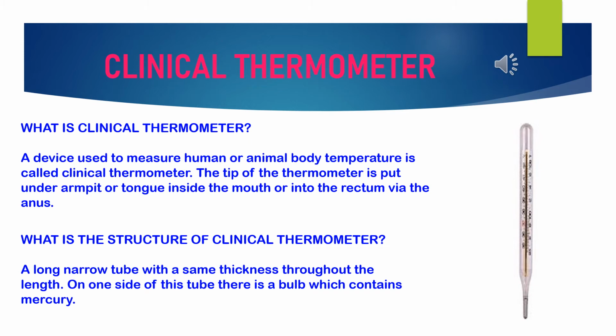So, a device used to measure human or animal body temperature is called a clinical thermometer. You can say the tip of the thermometer is put under the armpit or tongue, inside the mouth, or into the rectum via the anus. Now, what is the structure of a clinical thermometer? A long narrow tube with the same thickness throughout the length. On one side of this tube, there is a bulb which contains mercury. See the diagram. A normal clinical thermometer has been shown over here.